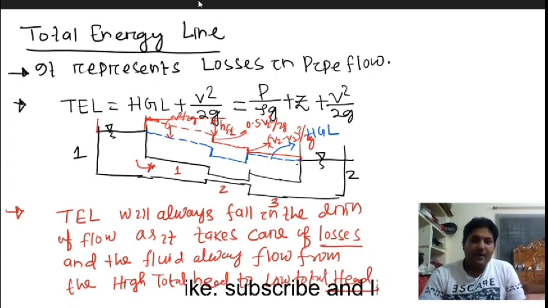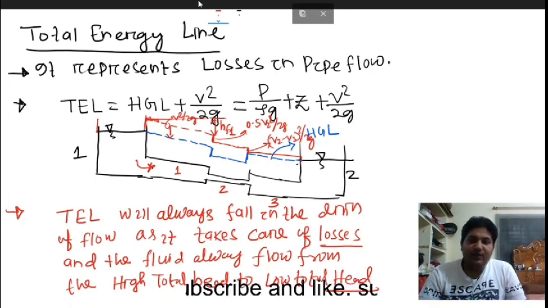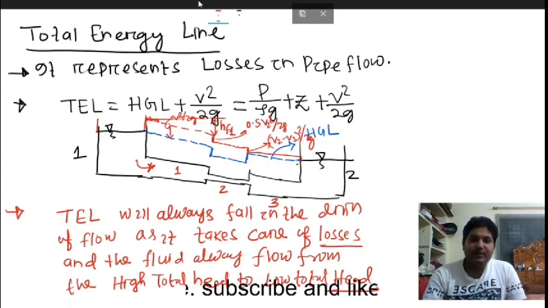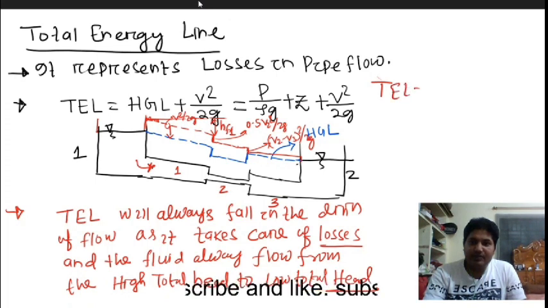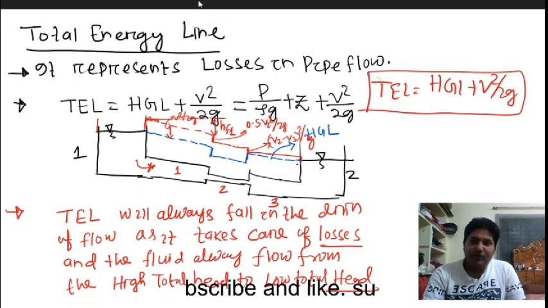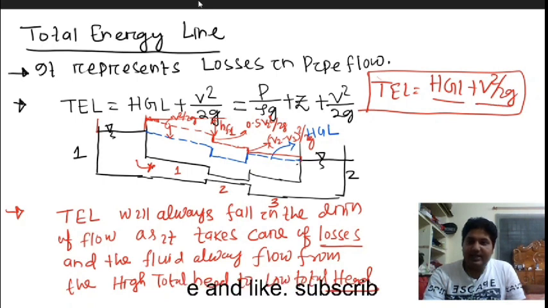So this total energy line will always fall in the direction of the flow, as it takes into account the losses in the pipe flow, and the fluid always flows from higher total head to lower total head. Okay, so this is my total energy line, and you have to remember the formula: total energy line is equal to hydraulic gradient line plus V square by 2g. So you find the hydraulic gradient at various sections, find the kinetic head, find the TEL at that point, and join all these points. This is called the total energy line.